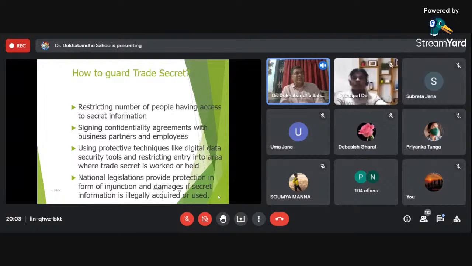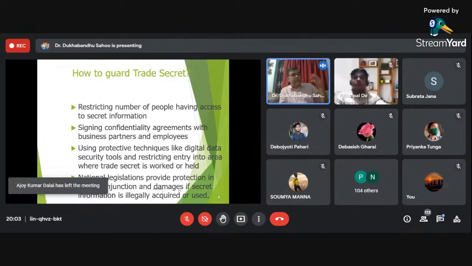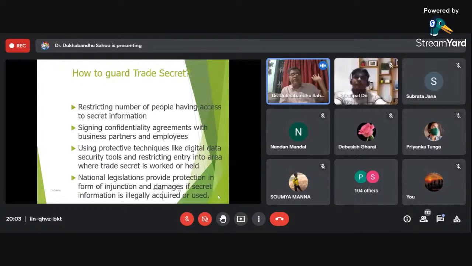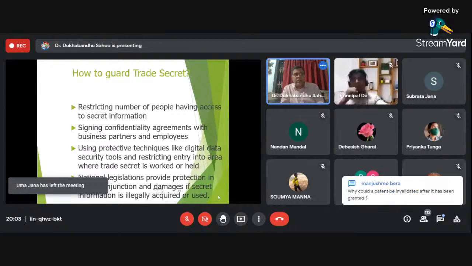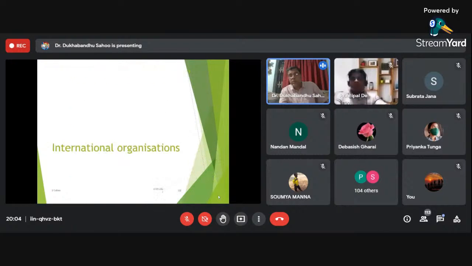They don't allow it to their research lab actually. Let's say Coca-Cola has its plant anywhere, it sends that composition from its parent company, actually from America. It's not allowed to produce here. Even though in Odisha we have a Coca-Cola plant, the main composition actually comes from USA. So they're not allowed. National legislation provides protection in the form of injunction and damages if secret information is illegally acquired.